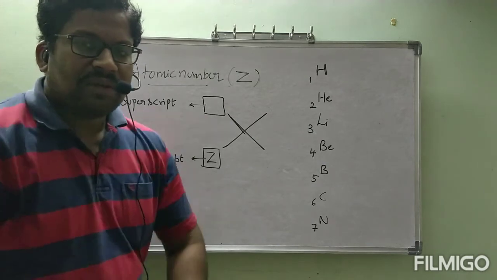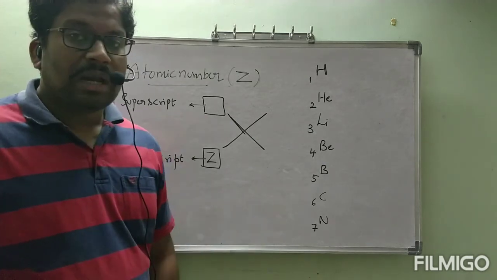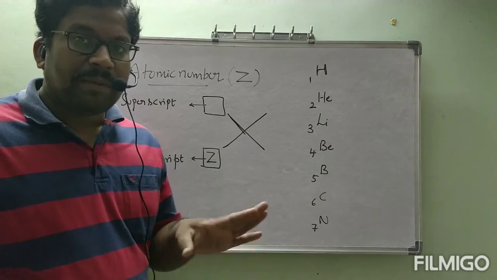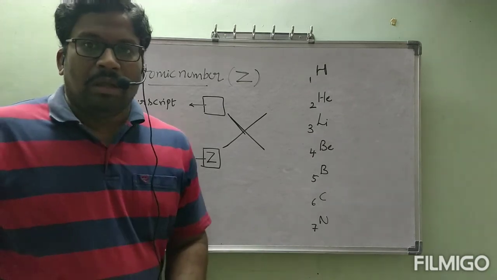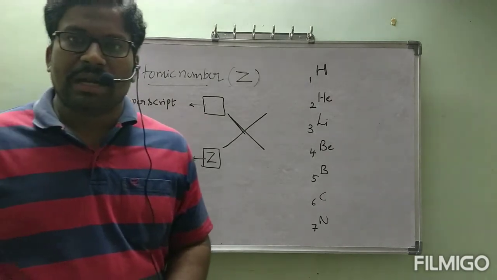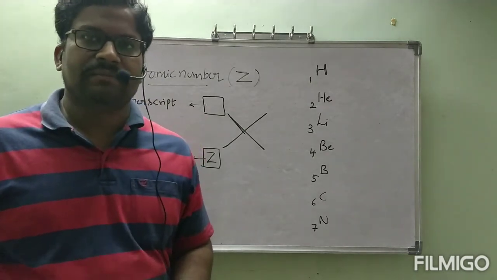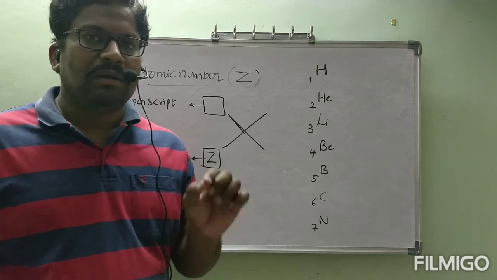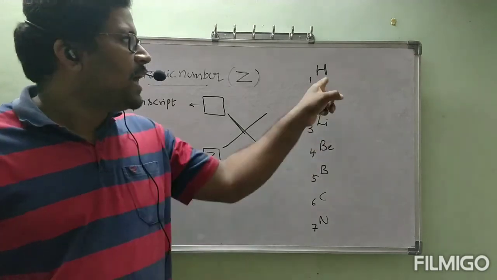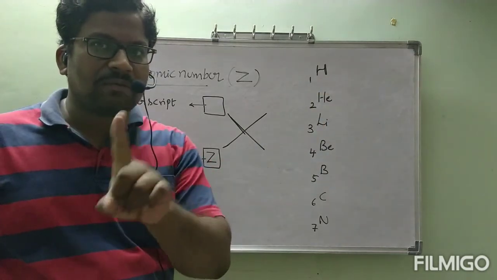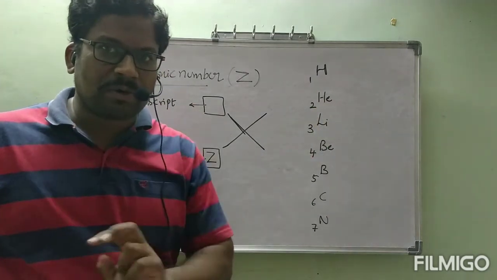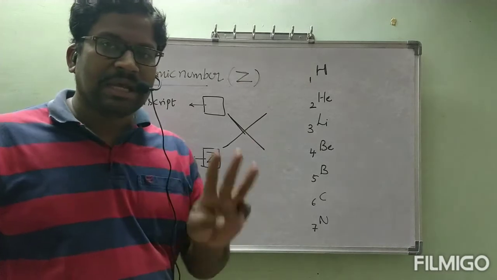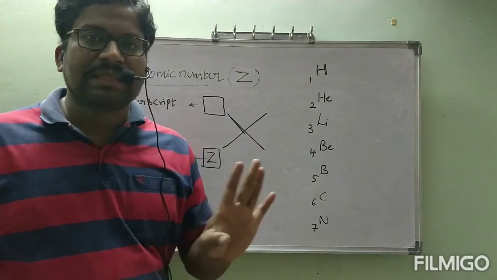Now, what is the definition of atomic number once again? Number of electrons or number of protons present in the neutral atom is called atomic number. The meaning of this is, hydrogen has 1 electron and 1 proton. Helium has 2 electrons or 2 protons. Lithium has 3 electrons or 3 protons. That is the meaning.